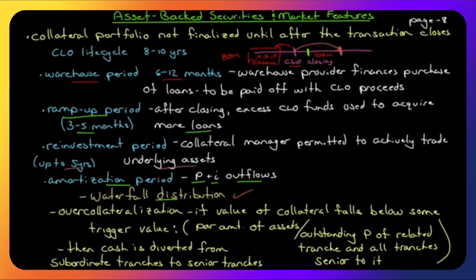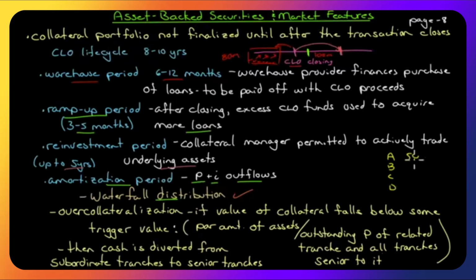However, with one little twist, called an over-collateralization test. And the easiest way to teach this one is to simply use a small example. Let's say we have a CLO with A, B, C, D.